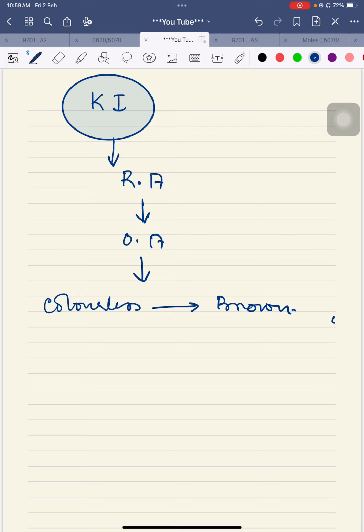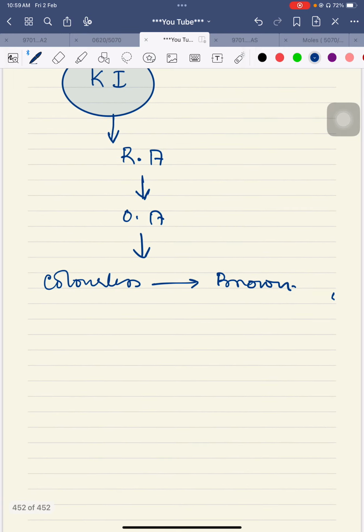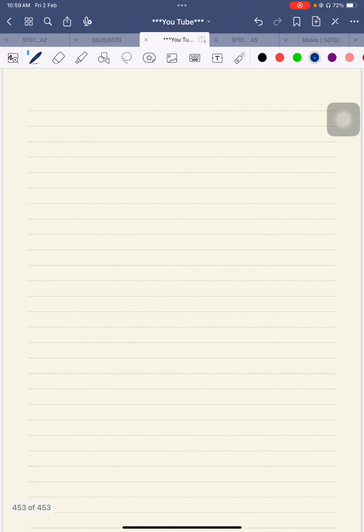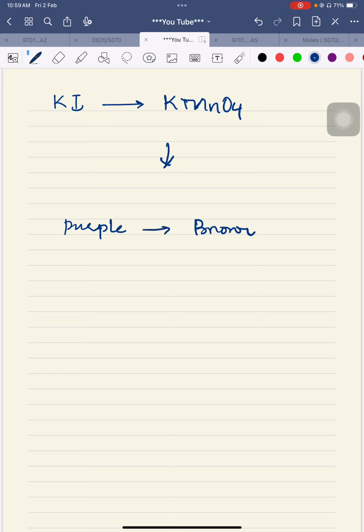So, guys, there is one very interesting question by the examiner, and what is that question? Let's discuss. For example, the examiner says that KI is added to KMnO4. What will be the color change? The answer is from purple to brown.